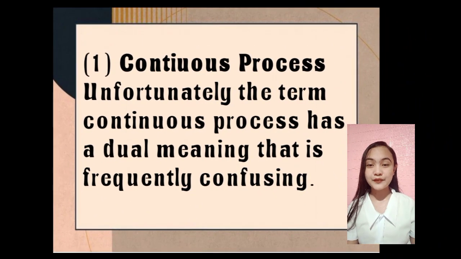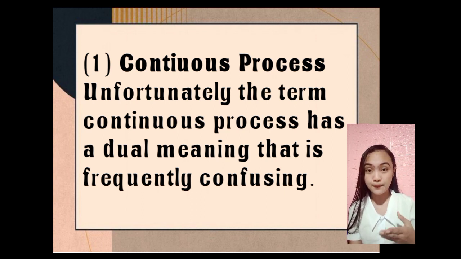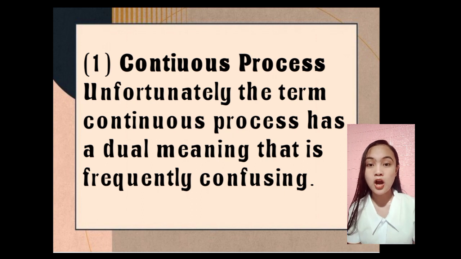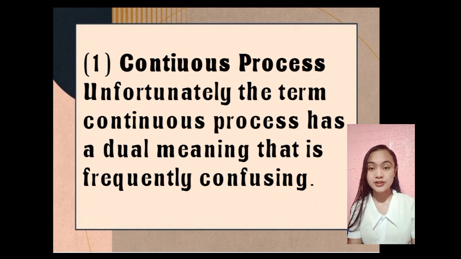Moving on to the next slide, we have here the continuous process. Unfortunately, the term continuous process has a dual meaning that is frequently confusing. It is sometimes used to describe a manufacturing situation in which the productive facilities must be kept continuously in operation for relatively long periods of time.